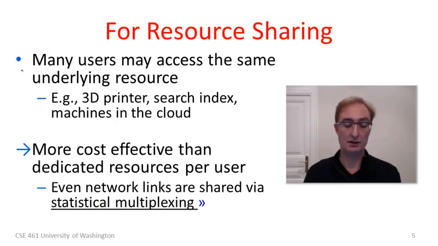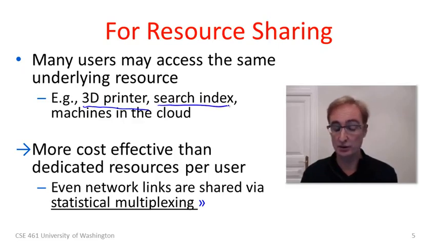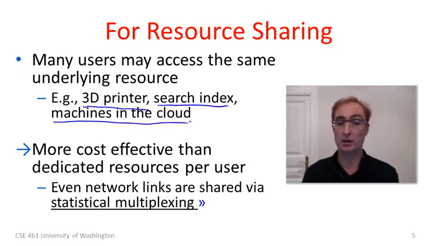A second key reason for building networks is resource sharing. A network allows many different users to access the same underlying resource. Now, that resource could be pretty much anything. It could be the latest 3D printer, a search index that's been built up, or different machines, computers in the cloud which are performing computations. The key idea is that it's more cost-effective to have many users share one underlying resource than to have a dedicated resource for every user. Imagine buying a printer for everyone who wanted to print occasionally. In fact, in a network, even the network links, the bandwidth of the network, is shared via an arrangement called statistical multiplexing, which I'll explain in just a moment.